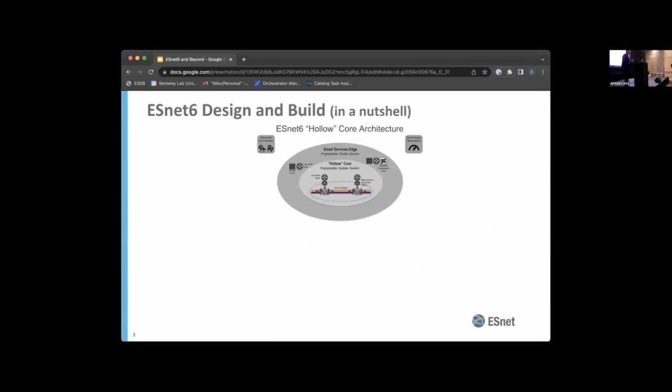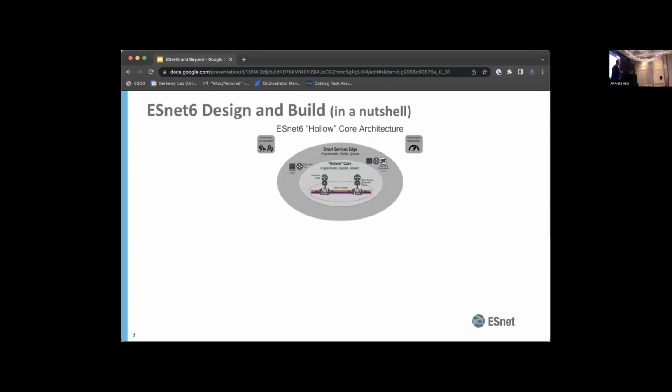I'll briefly go through the design of ESnet. It's pretty simple, right? It's a hollow core design. Within the core, we have high capacity, highly resilient, really simple forwarding. So we do use SR-MPLS. We do SR-TE. We're actually deploying a PCE as well, a path computation engine.